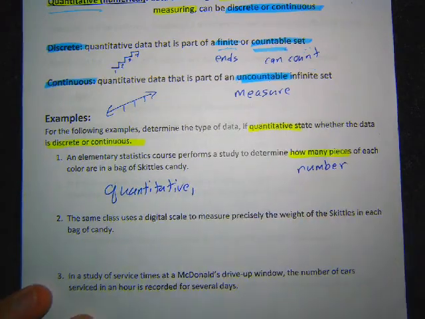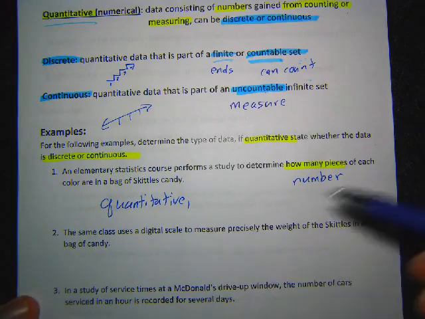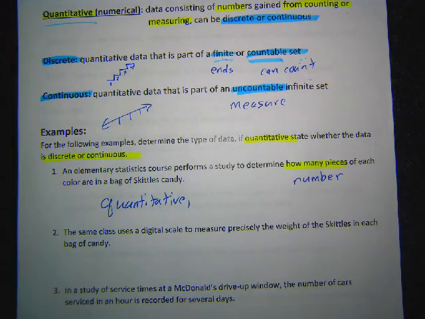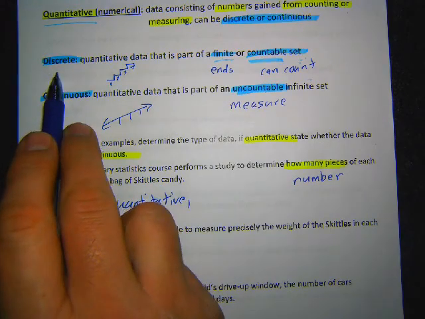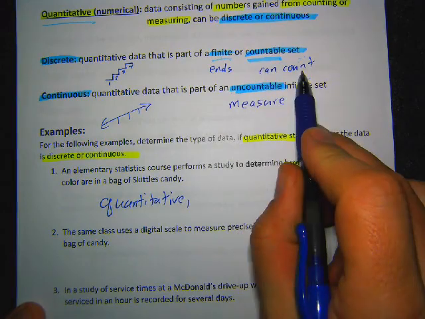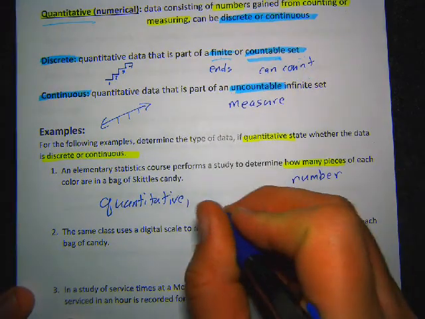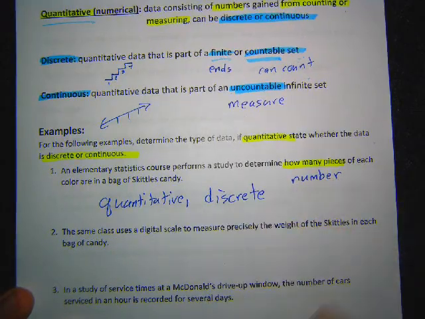Now, because it's quantitative, we have to decide, is it going to be discrete or continuous? Well, since we're counting the number, we're not measuring the size of Skittles. We're counting the Skittles. This is going to be discrete. Yeah, if you have a big enough Skittles bag, you can always have more and more and more Skittles, so you have really big numbers, but it is something you can count. So we'll say that is discrete. So that Skittles counting makes it discrete.